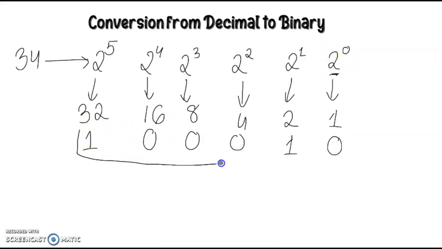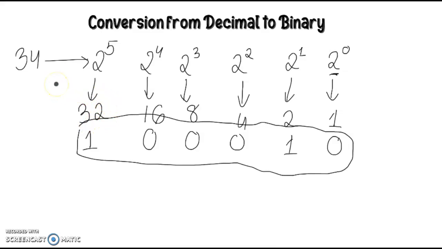And this over here will be your answer. So 34 from decimal is equal to 100010 in binary.